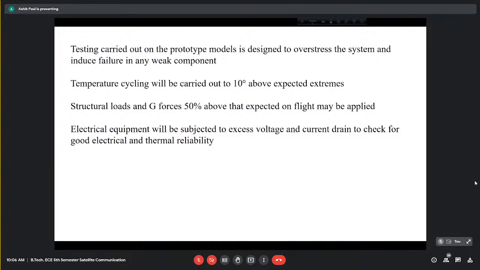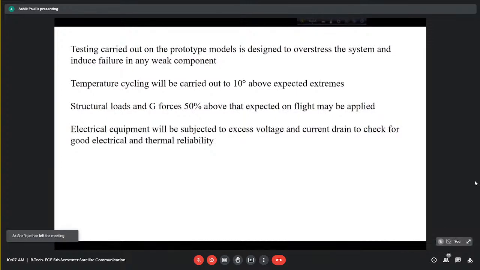So, as I was telling you, the tests which are carried out on these prototype models usually overstress the system. That means the actual values which are expected are not what is put in during the simulation tests, but we are putting in at least 30 to 40% more. Okay, and that will lead us to an understanding of which are the weaker components more subject to failures. And then the temperature cycling that is done, as I was telling you, is at least 10 degrees or more above the expected extremes. Okay, and the structural loads.